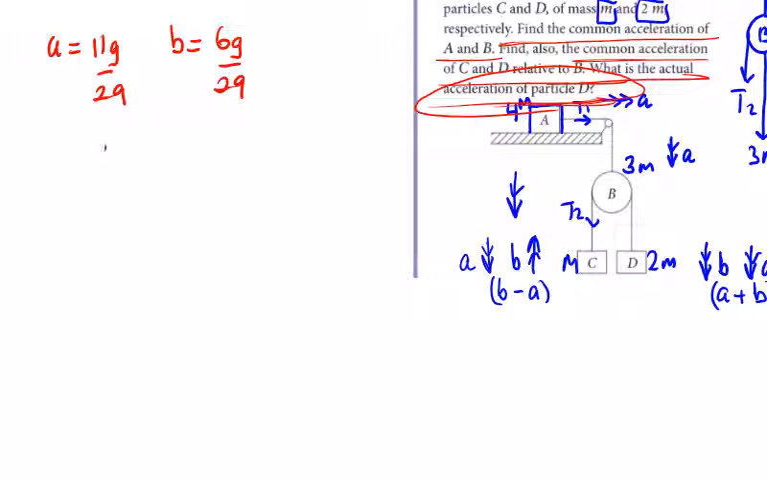So particle D is just A plus B. The other two we have. We have B, which is the second part, and we have A. So A plus B is equal to 17g over 29, which is the common acceleration, the actual acceleration of D.